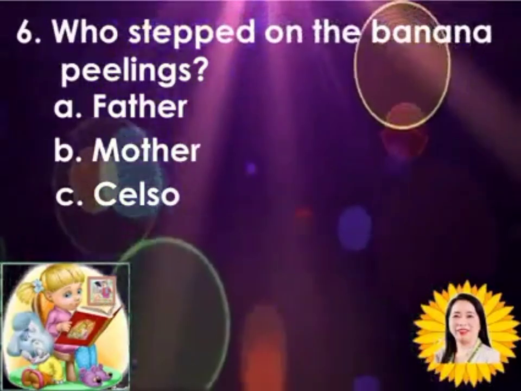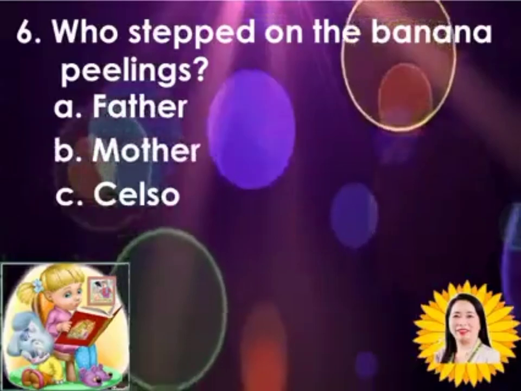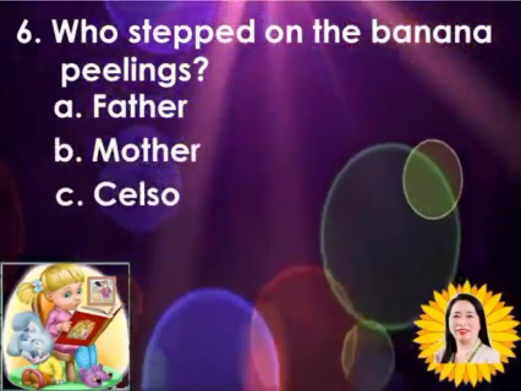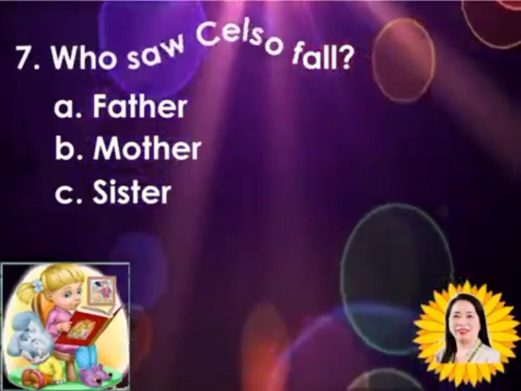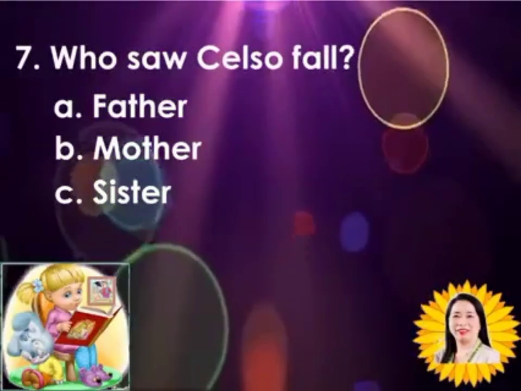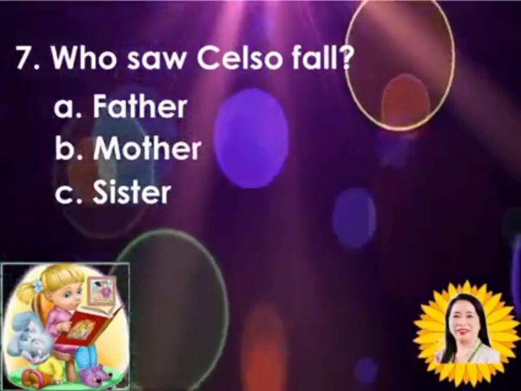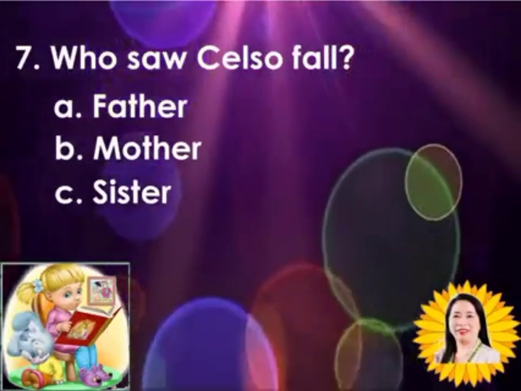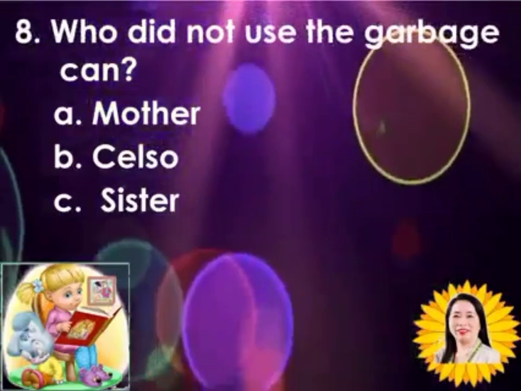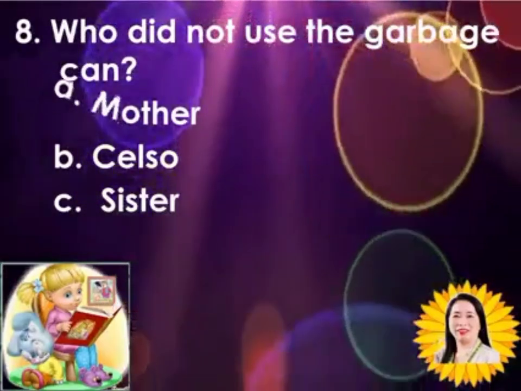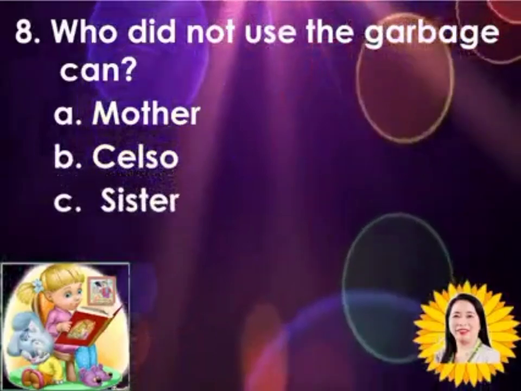6. Who stepped on the banana peelings? A. Father. B. Mother. C. Celso. 7. Who saw Celso fall? A. Father. B. Mother. C. Sister. 8. Who did not use the garbage can? A. Mother. B. Celso. C. Sister.